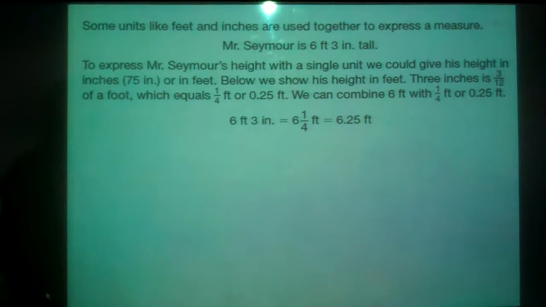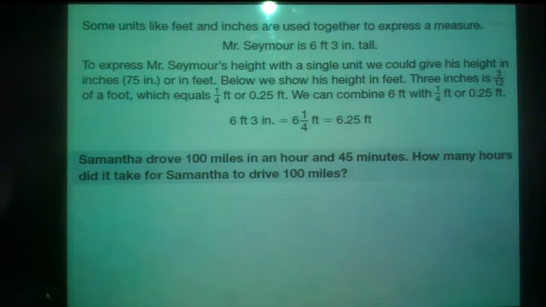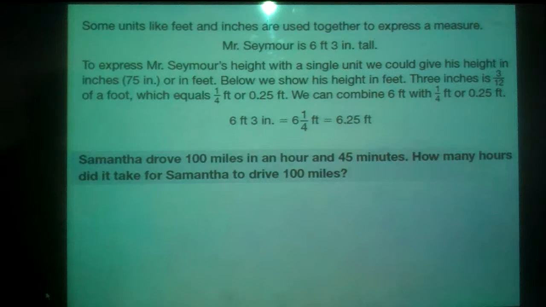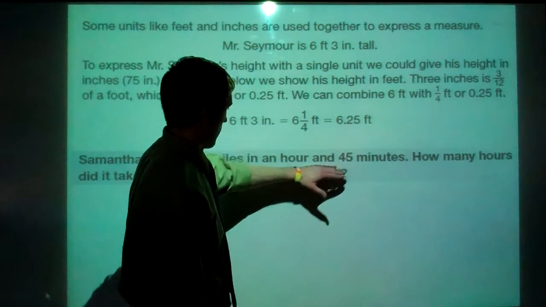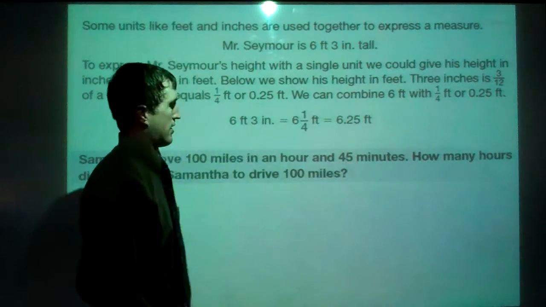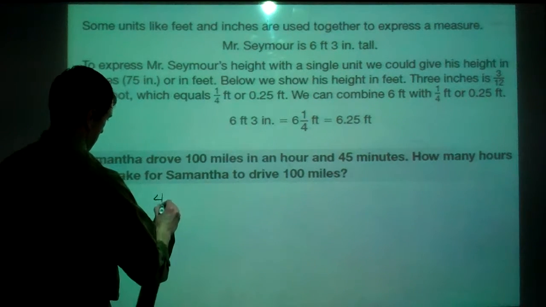Okay, so those are some ways that you can represent his height as one unit, and that will come in handy for us. For instance, Sam drove 100 miles in an hour and 45 minutes. It's like, wow, she was going very fast. How many hours did it take for Samantha to drive 100 miles? So they want us to take this and convert it to hours. So we have 1 hour, but we also have 45 minutes to tag on there. So we got to convert 45 minutes to hours.